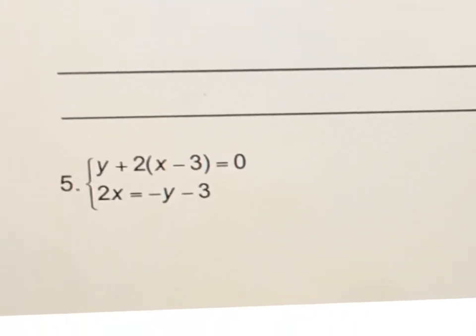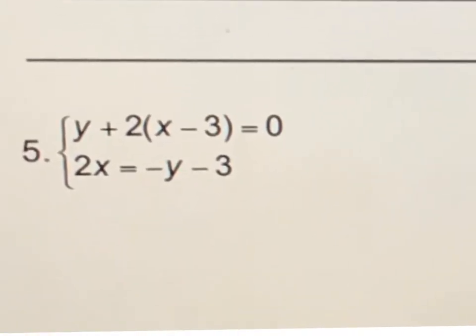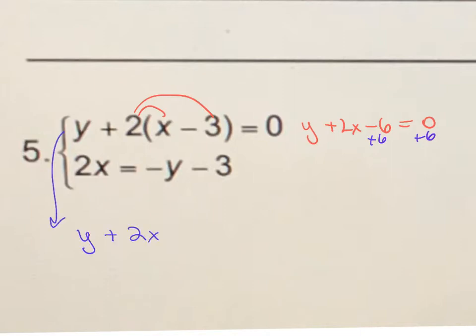Number 5. Simplify this puppy. So you get y plus 2x minus 6 is equal to 0. Add 6 to both sides. So the top equation, which I will write down here, is y plus 2x is equal to 6. Now, the second one, I could either put it in the same form, so I can add y to both sides, and then I get y plus 2x is equal to negative 3. That's the second one, which I would put below it.